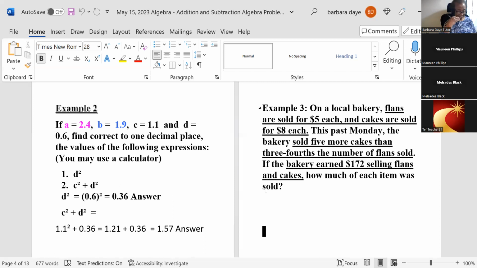This past Monday, the bakery sold more than the 3/4 of the flans. So we have to find out how much flan they sell. Well, how many flans, how many cakes? Yeah. So let me think how to say this. 21. So definitely this.